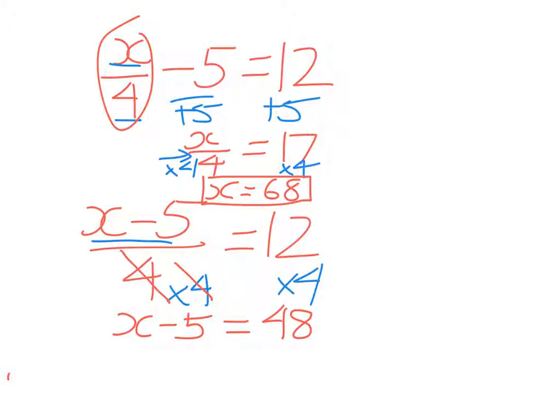Okay? And now to solve from there is very easy. Saying what number do you subtract 5 to get 48? Well, of course, that number is 53. Okay? So now we'll look at some equations with brackets.